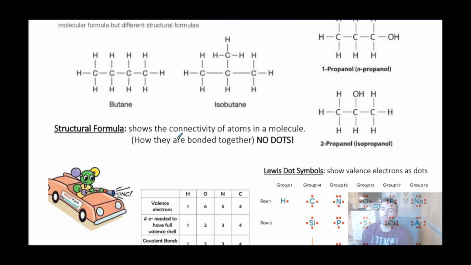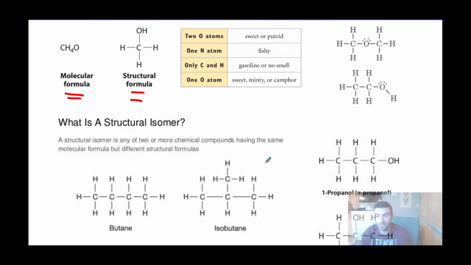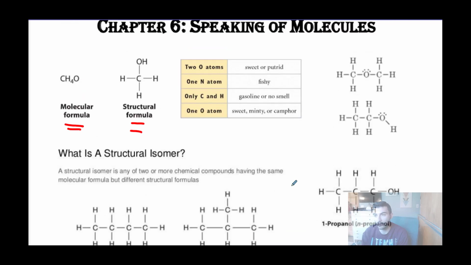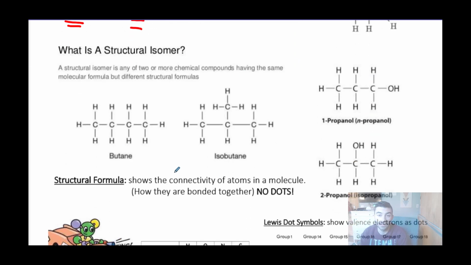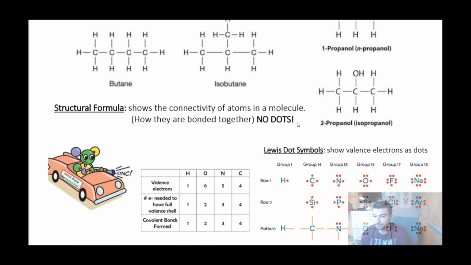A structural formula we defined as something that shows the connectivity, right? Not conductivity like we saw in chapter 5, but connectivity of the atoms in the molecule, how they are bonded together. And really, technically, a structural formula does not show dots. So all of these things here, these 4, would be structural formulas. Technically, these 2 would be considered Lewis dot structures because they're showing the valence, the lone pair electrons as dots. So these would technically only be the structural formulas.